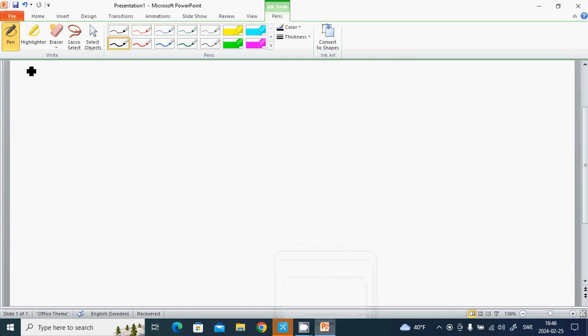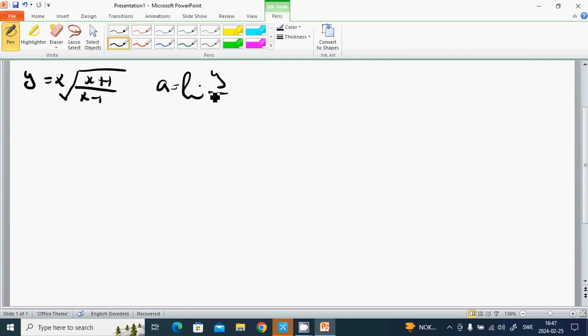Okay. Another example is y equals x squared plus 1 divided by x minus 1. Which is a equals the limit of y divided by x, which is the limit of x plus 1 divided by x minus 1, which is 1.